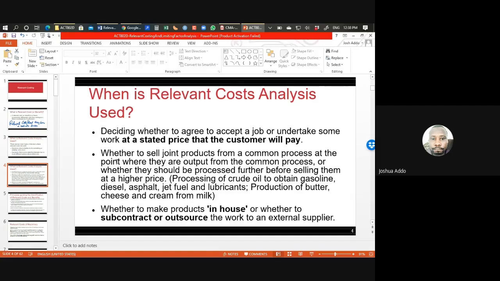And this normally happens at processing businesses. For example, those who extract, let's say, oil.